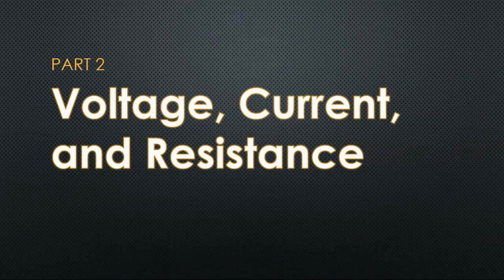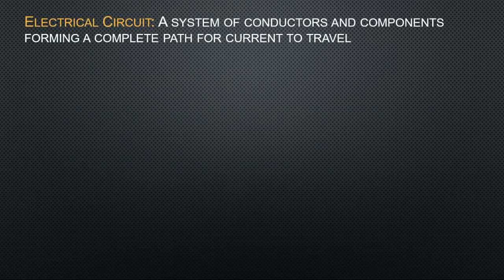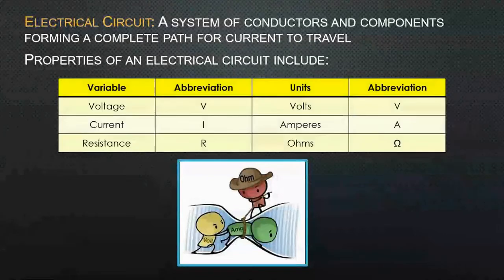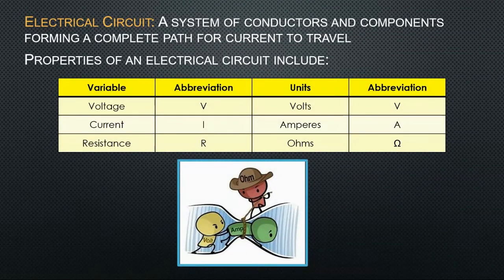Now that we understand what electricity is and how it flows through different materials, let's take a look at electrical circuits and the three variables that govern how they work: voltage, current, and resistance. An electrical circuit is a system of conductors and components forming a complete path for electrical current to travel. Every circuit has three properties: voltage, current, and resistance. And if you understand the relationship between these three variables, you can start to understand how circuits work.